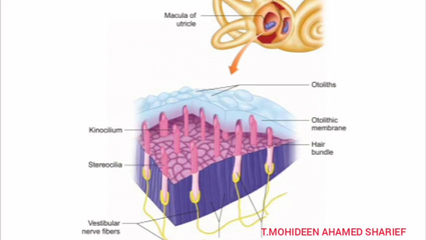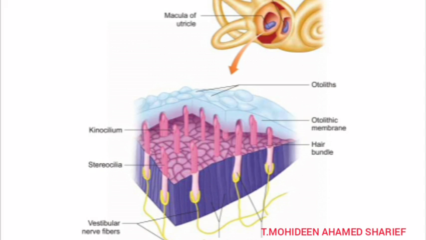These two fluids, perilymph and endolymph, respond to the mechanical forces during changes in body position and acceleration. So next we will see about the olfactory receptors. The receptors of taste and smell are the chemoreceptors.